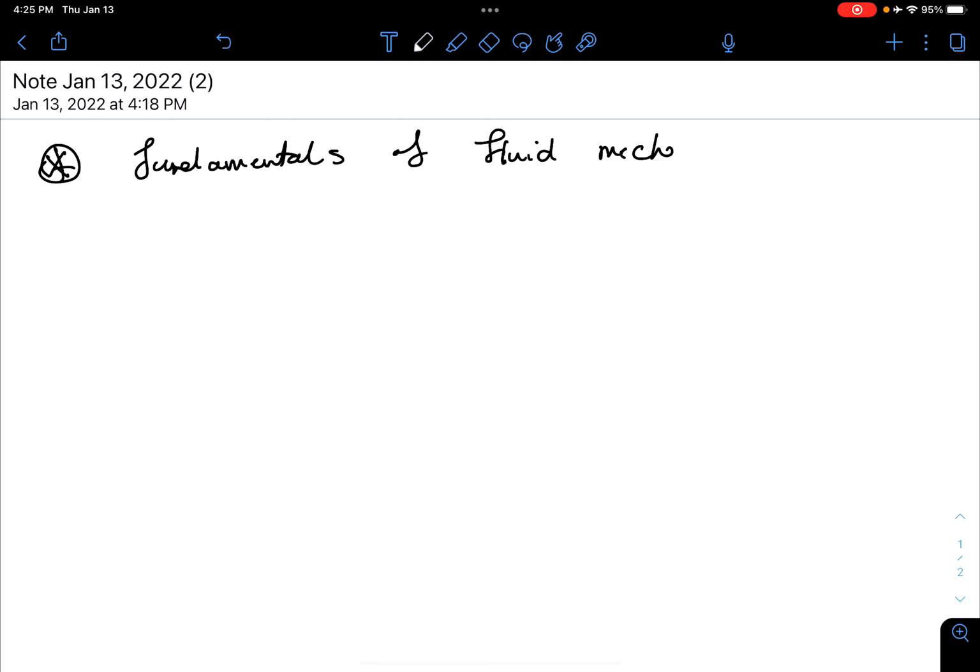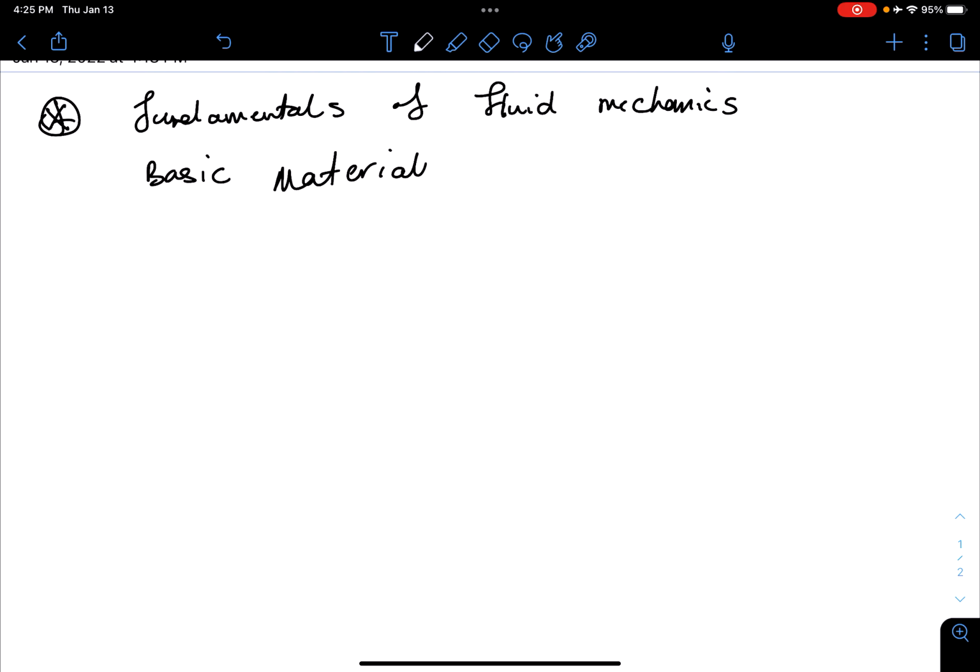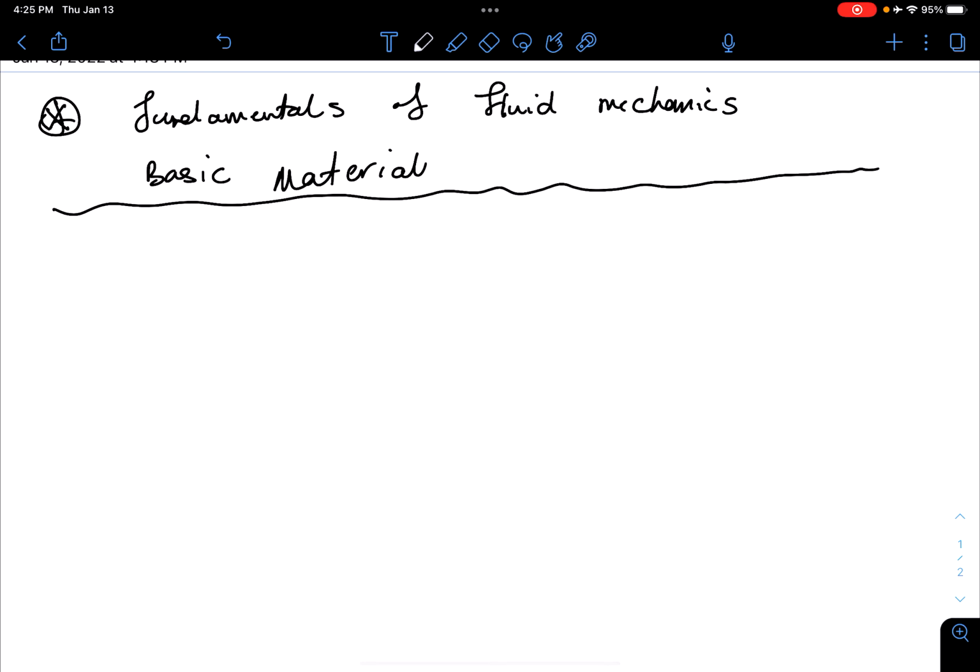So we are going to talk about the fundamentals of fluid mechanics, and some basic material today, and probably next Tuesday. So I'm going to assume that you are familiar with these topics, right?